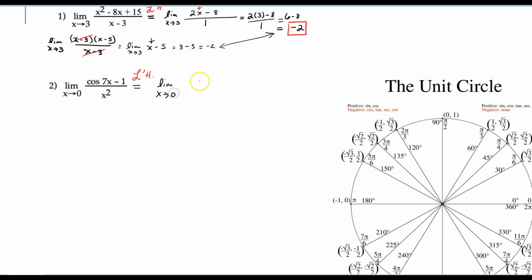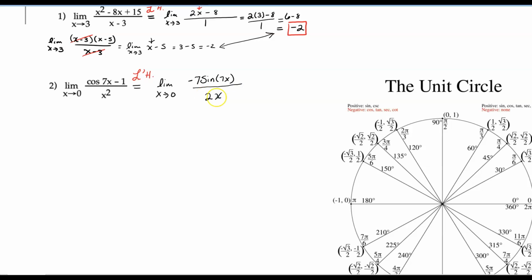So let's see, limit there. The derivative of the cosine of 7x. I know the derivative of cosine is sine of 7x, and then I need to multiply by the derivative of the inside, so the derivative of 7x is 7. It's actually going to be negative because the derivative of cosine is negative sine. So there's my negative, and I follow the chain rule. The derivative of -1 is 0. The derivative of the denominator, x squared, is just 2x.